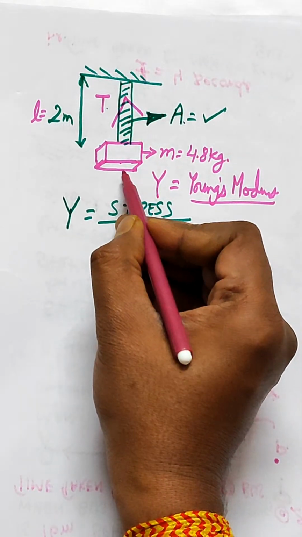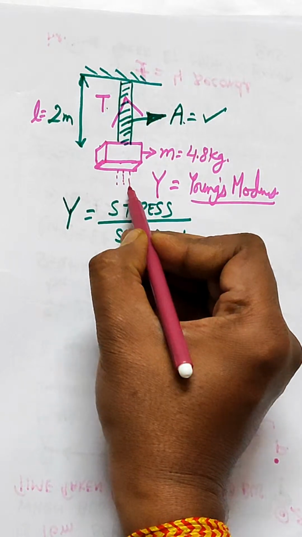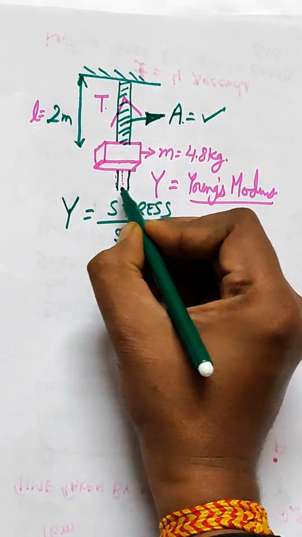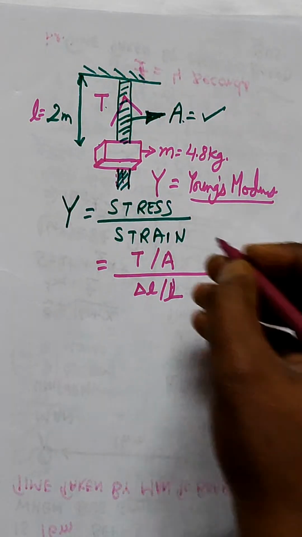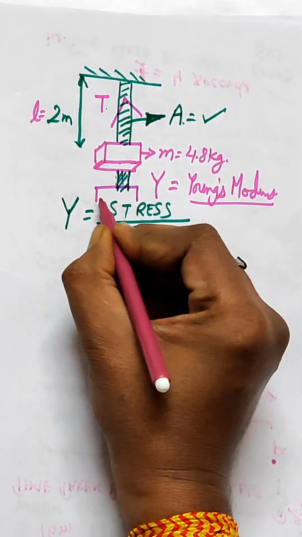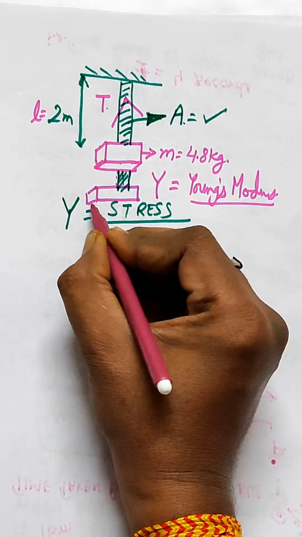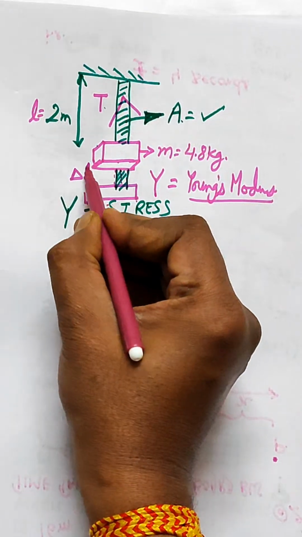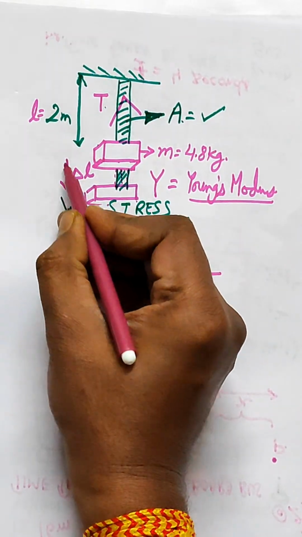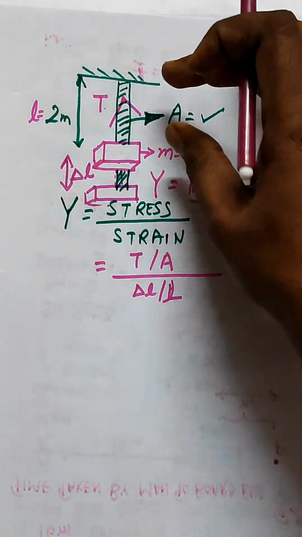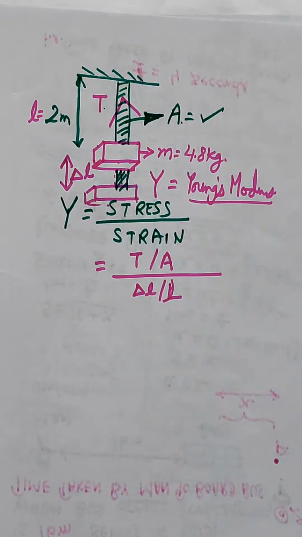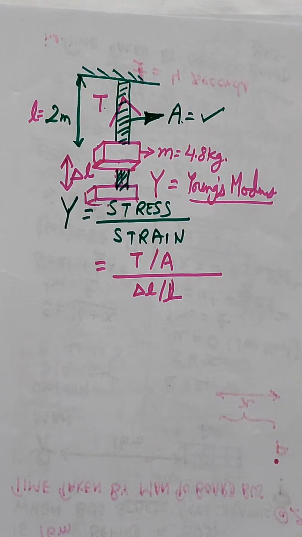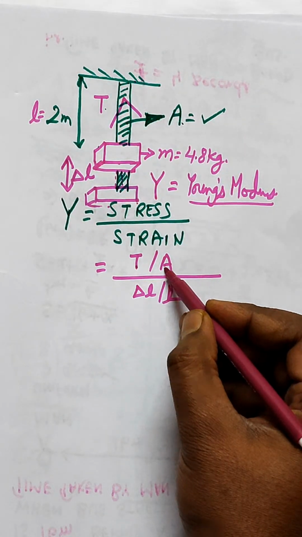That means, suppose due to this weight, this wire is extended till this point, and this mass shifted to this position. Then this is the delta L. That is the movement, that is the elongation of this wire. So if this wire is elongated by delta L, then T is known to us.